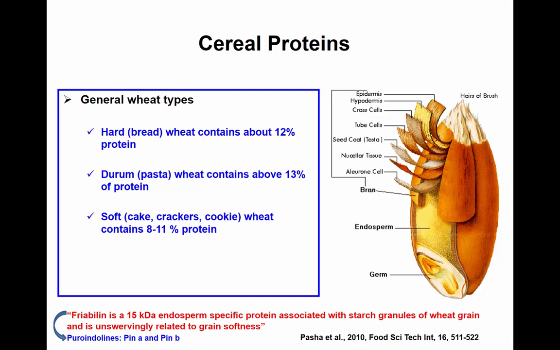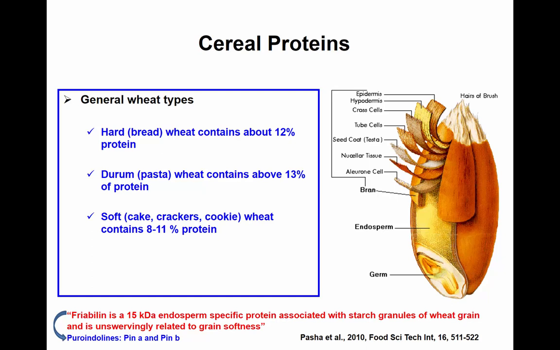And this is usually used for products that do not require rising properties, because the protein in it is not just of lower quantity, but it also has a different distribution of your gliadins and glutenins. We'll talk about the ratio of gliadins to glutenin and how they impact functionality later. They could be similar, but I believe in durum the glutenin to gliadin ratio is higher.